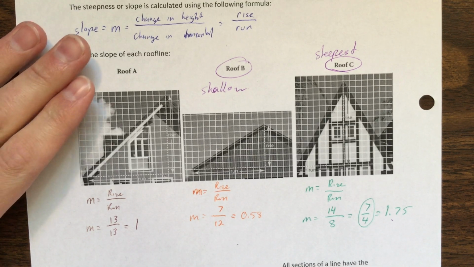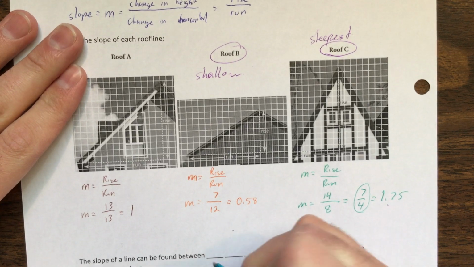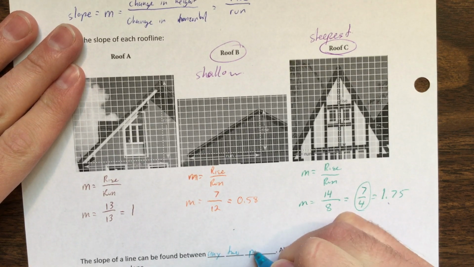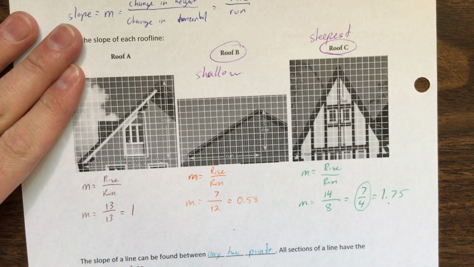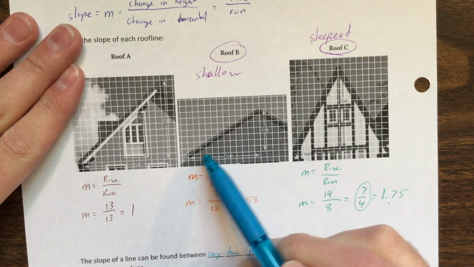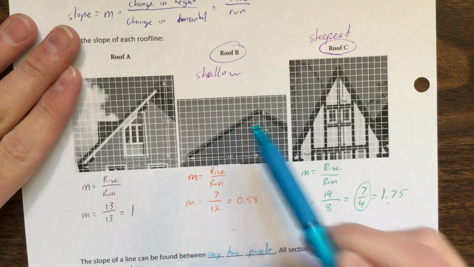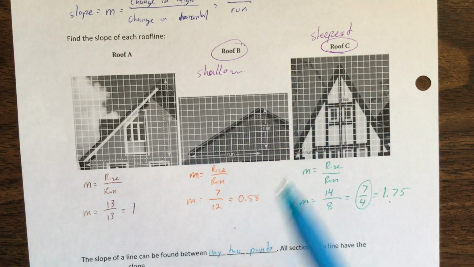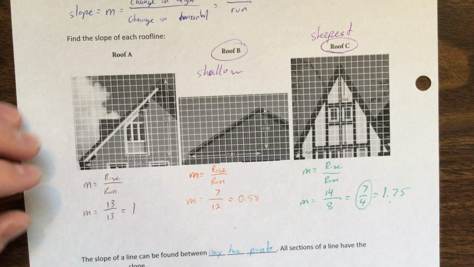Now, the slope of a line can be found between any 2 points that are on the line. The ones that we did here, we took the end points, but sometimes we won't have end points. We'll just have a whole bunch of points on a long line, and we can pick any 2 points to help with that.